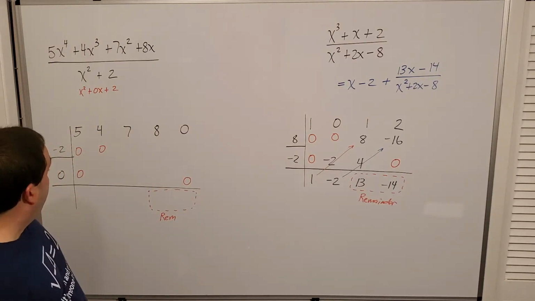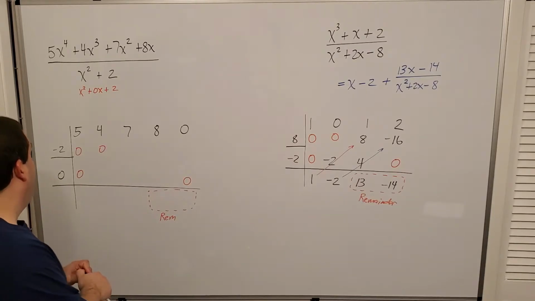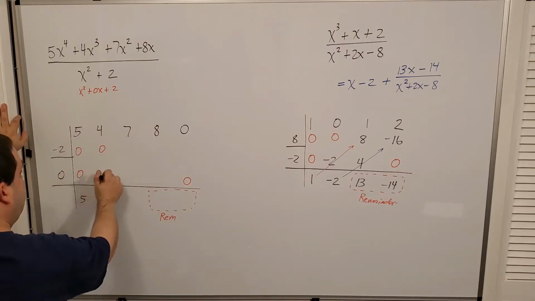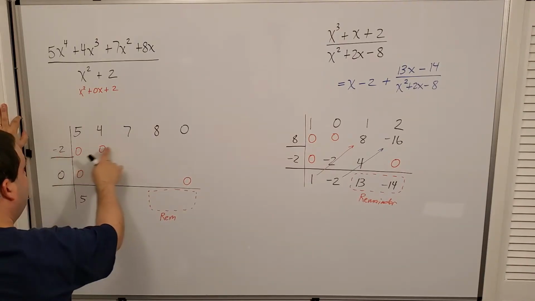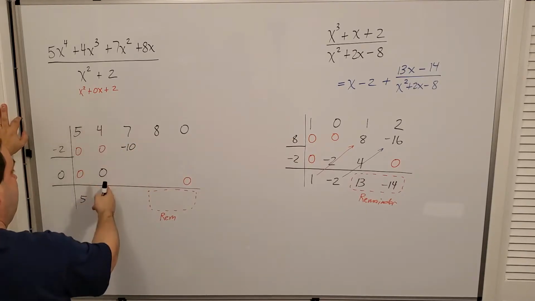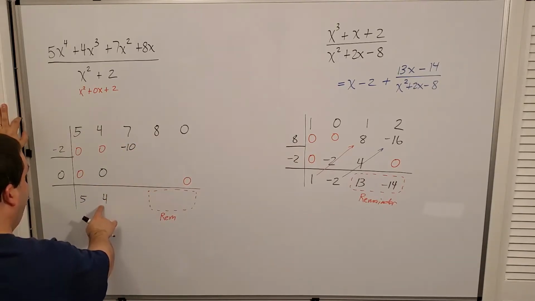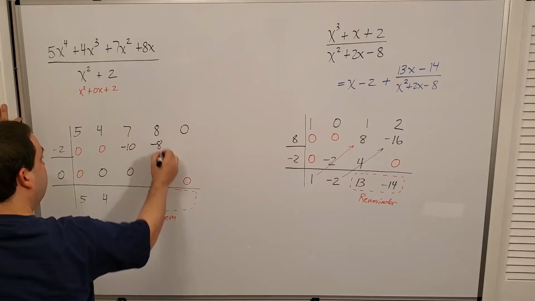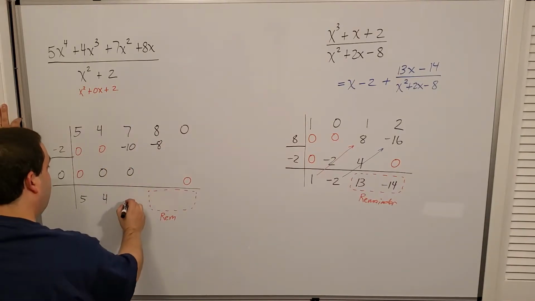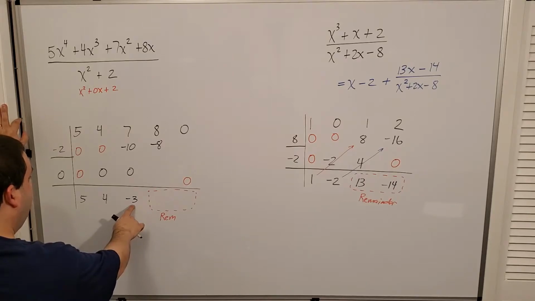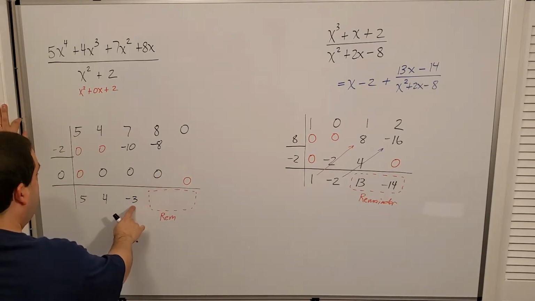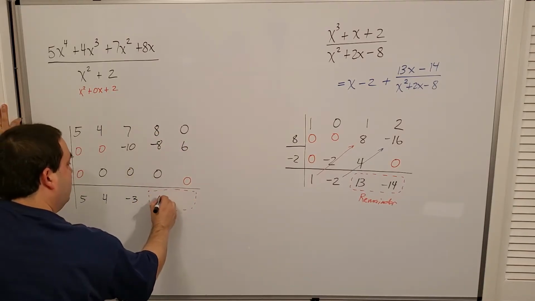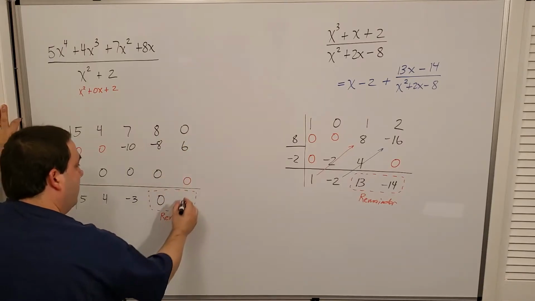Okay, so let's do our division here. I add my column, I get 5. 5 times 0 is 0. 5 times negative 2 is negative 10. I add this column, I get 4. 4 times 0 is 0. 4 times negative 2 is negative 8. I add this column, I get negative 3. Negative 3 times 0 is 0. Negative 3 times negative 2 is 6. So 8 minus 8 is 0. And 0 plus 6 plus 0 is 6.